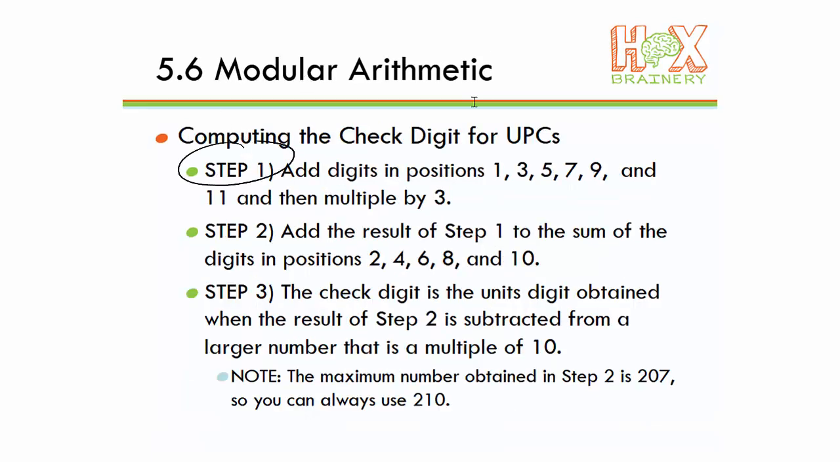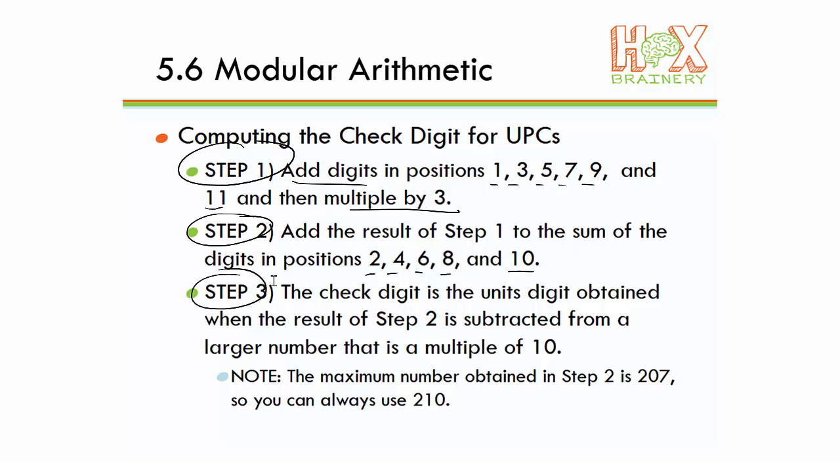Step 1 is to add digits in positions 1, 3, 5, 7, 9, and 11. So you're going to add the digits in all of the odd positions, then multiply by 3. Step 2, add the result of step 1 to the sum of the digits in positions 2, 4, 6, 8, and 10. Notice this is not all of the even positions, because we're not including position 12, because that's where your check digit is and that's what we're computing.